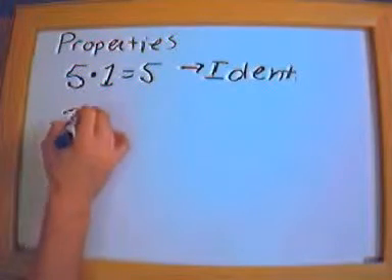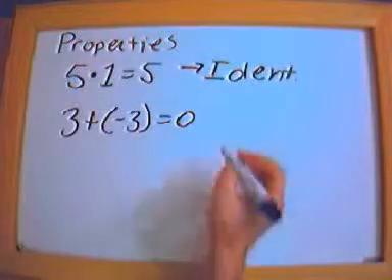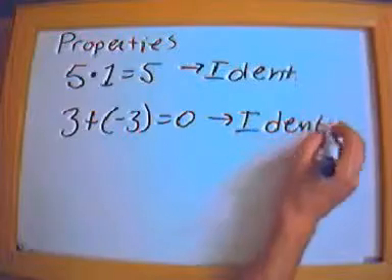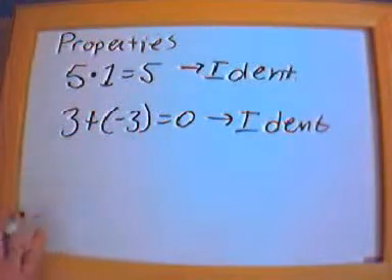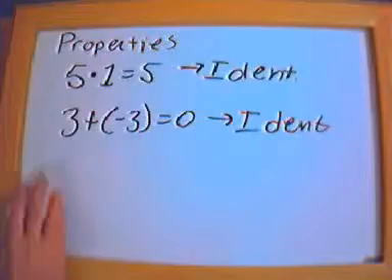And what about 3 plus minus 3 equals 0? Well, this is the identity of addition, meaning that the opposite of addition is subtraction, so that's kind of the identity there. Okay.